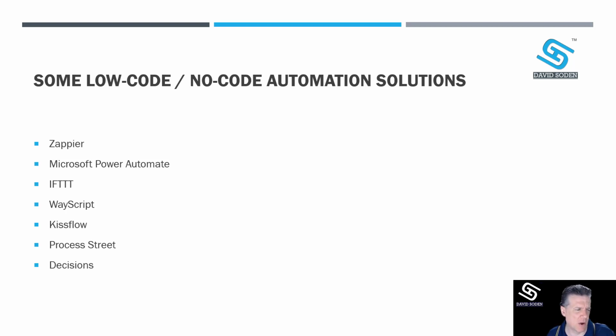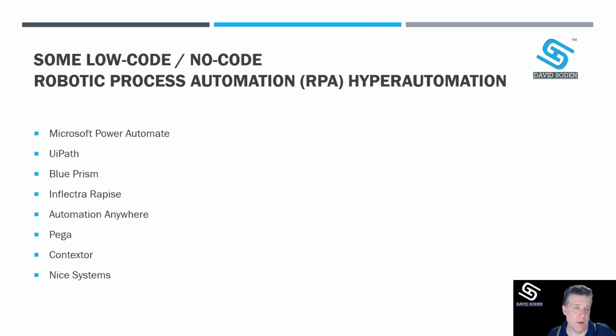Other ones that are out there are called KissFlow, Process Street, and then Decisions, which is a very expensive enterprise-level platform. They're out there also, as well as Automated Solutions.